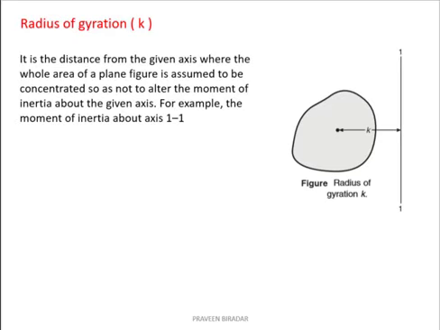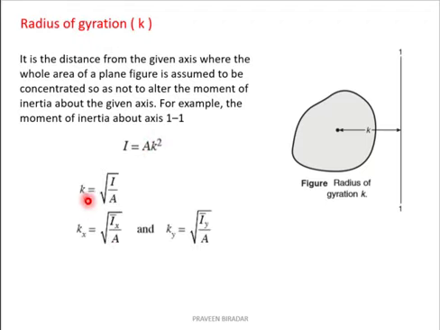Radius of gyration. It is the distance from the given axis where the whole area of the plane figure is assumed to be concentrated so as not to alter the moment of inertia about the given axis. For example, the moment of inertia about axis 1, 1, that is I equal to A into K square. K equal to under root I by A. Here K is called the radius of gyration. This is nothing but the square root of moment of inertia divided by area.